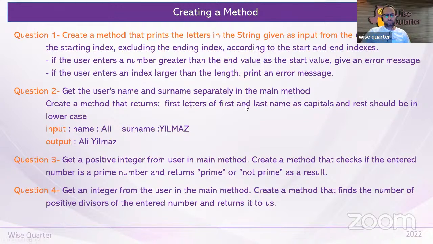Oh, yes. First letters, it's very interesting. It shouldn't be plural. First letter of the first name and the last name, all of them should be capital. The rest should be in lowercase. User will enter Ali and Yılmaz. Oh, I'm sorry, I couldn't understand. The first letter of the first name and the last name should be capital, like this. So it's correct. And the rest of the names should be in lowercase.